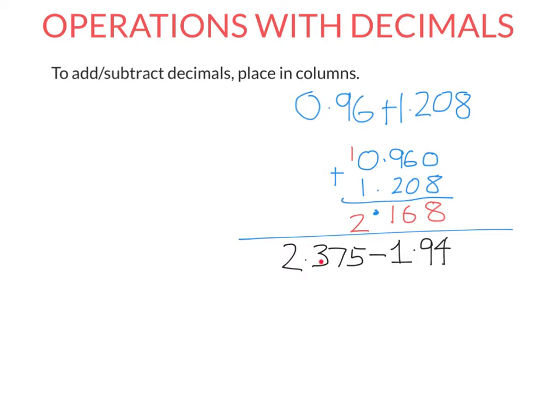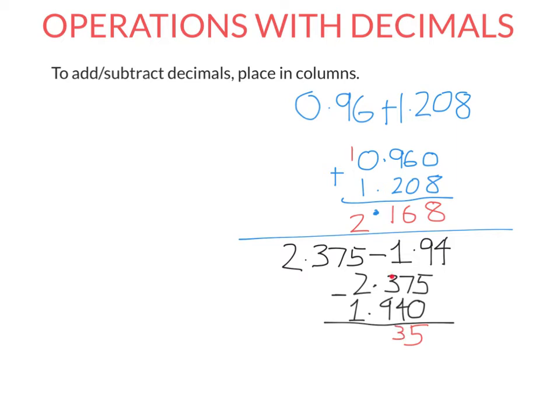Let's do 2.375 minus 1.94. Again, I'm going to arrange these in columns. Because the second one doesn't have as many digits after the decimal point, I'm going to put a 0 there. And now we're going to do everything in columns just like you're used to. So we go 5 minus 0 is 5, easy as. 7 minus 4 is equal to 3.